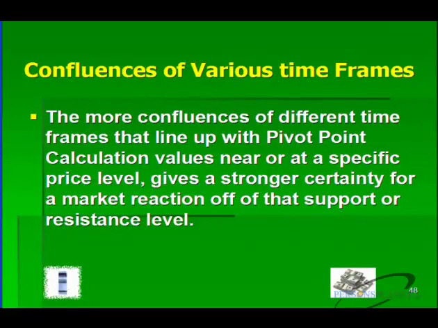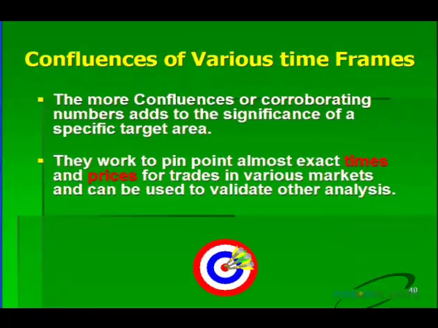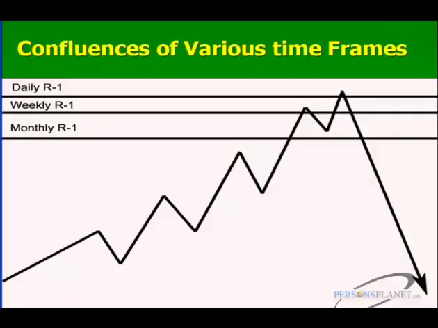So if there is a day, a week, a month where a lot of the same numbers come up, pay close attention to that price level. It'll give you a stronger certainty for a market reaction off of that support or resistance number. So once again, the more confluences or corroborating numbers adds to the significance of a specific target area. They work to pinpoint almost exact times and prices for trades in the various markets, and they can be used to validate other analysis. Let's take a look.